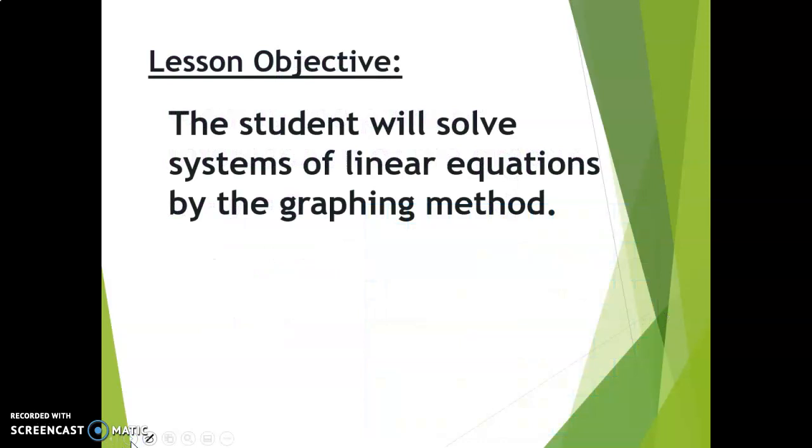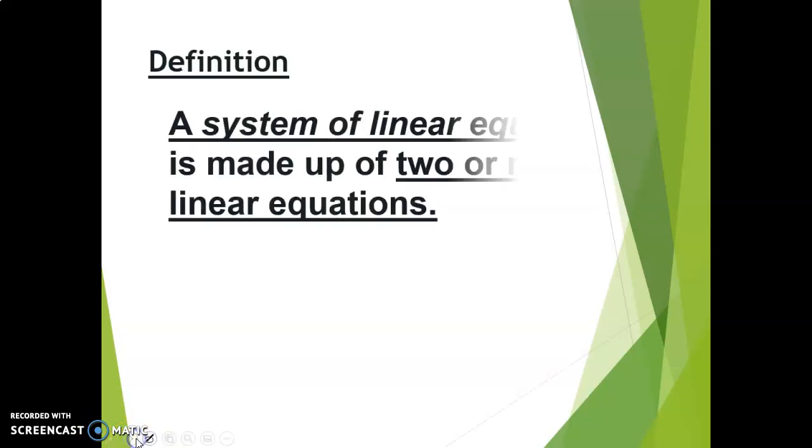All right, so let's get started with our objective for today. The objective for today is that you, the student, will solve systems of linear equations by the graphing method. So first, we're going to define what systems of equations are, and then we're going to look at how to solve these using graphing. Let's start with our definition.